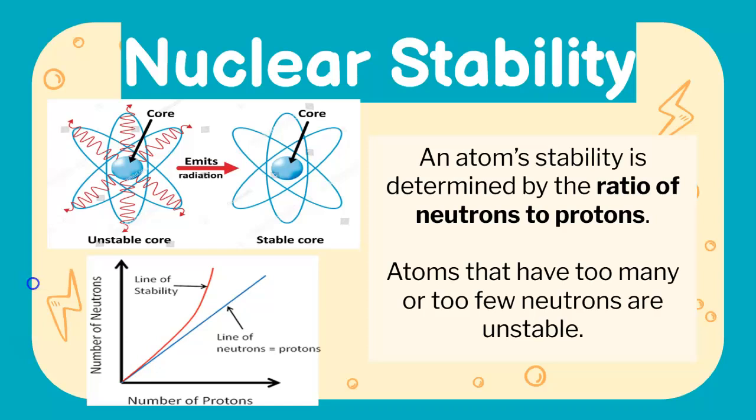Atoms that have too many or too few neutrons are going to be unstable. And if we look at this chart, we can see that there is a line of stability. And the line of stability curves at one point, meaning that those bigger elements are going to need more neutrons in order to be stable. That's why the elements towards the bottom of the periodic table, which have an equal number of protons and neutrons, are not going to be very stable. They don't have the amount of neutrons that they need to reach that line of stability.